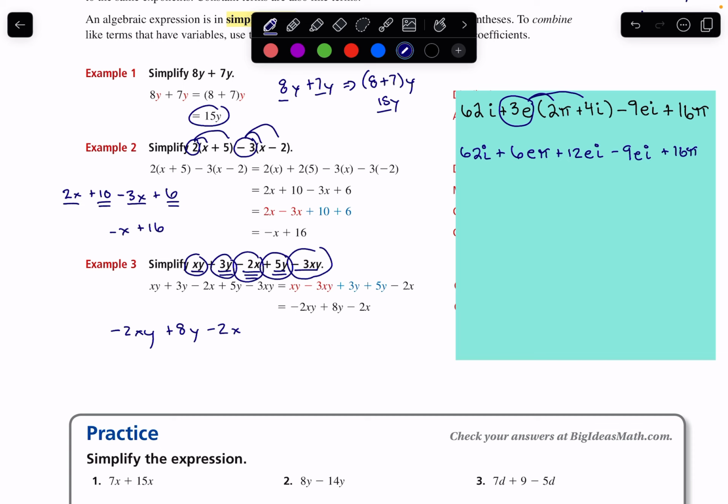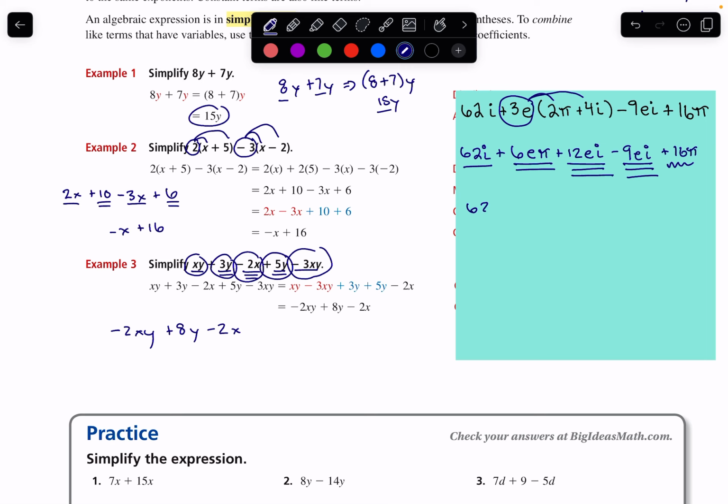Now the only things that can go together are things that have the same variables coming after them. This one has only an i. Nothing else only has an i. This one has an e and a pi. Nothing else has an e and a pi. This one has an e and an i. So does this one. So those are going to be able to go together. And then my last number is 16 pi, and there's nothing that only has a pi. So for the most part, things don't combine except for those two factors that have the e and the i combined there.